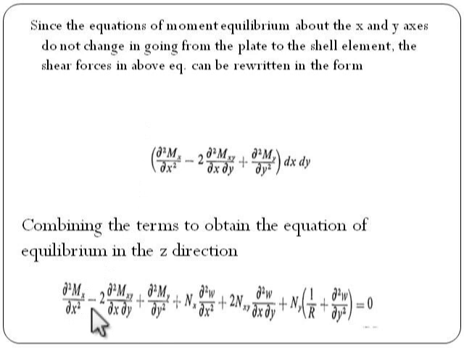So finally we'll be getting this equation: ∂²Mx/∂x² − 2∂²Mxy/∂x∂y + ∂²My/∂y² + Nx ∂²w/∂x² + 2Nxy ∂²w/∂x∂y + Ny(1/r + ∂²w/∂y²) = 0. So this will be our final equation of equilibrium for cylindrical shell. Thank you.